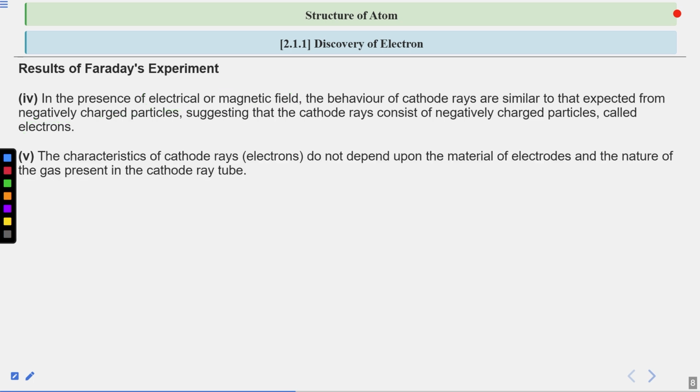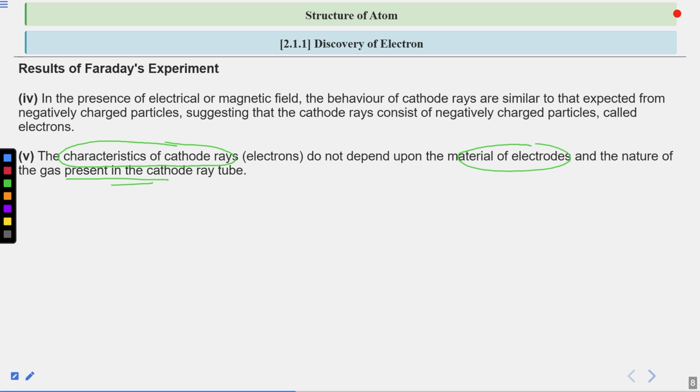Now, a very, very important thing: the characteristic of cathode rays is not dependent upon the material of the electrode and on the gas that is present in the cathode ray tube. We know that in the vacuum tube, we have gas present. But irrespective of the gas that we take inside the cathode ray tube, the particle has the same nature. So taking nitrogen or oxygen has no effect on the cathode rays or the stream of negative charges.